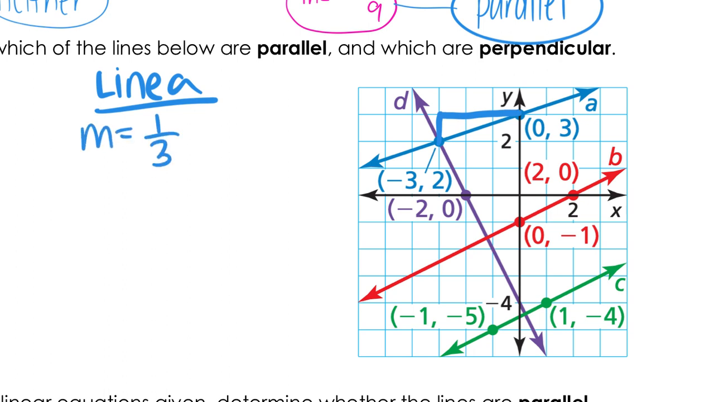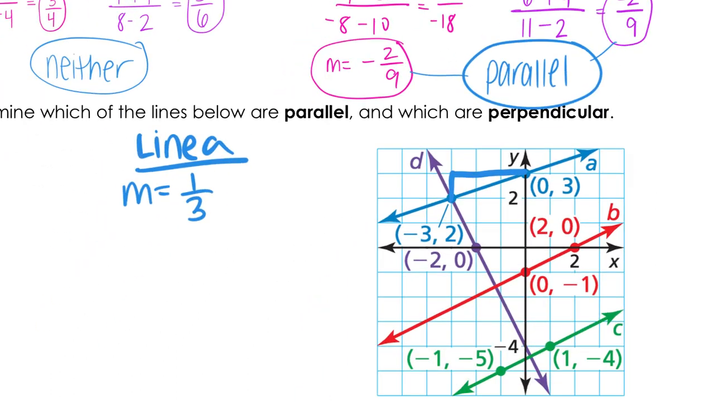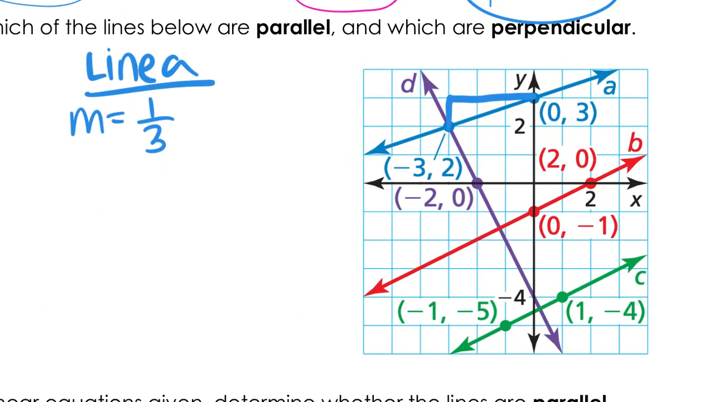Okay, and so that's how I'm going to be doing these. You could also use slope formula if you'd rather do that. So you can do the exact same thing you did up here, but I'm just going to be counting them out. So let's move on. I'm going to go ahead and do this red line. So we'll do line B.